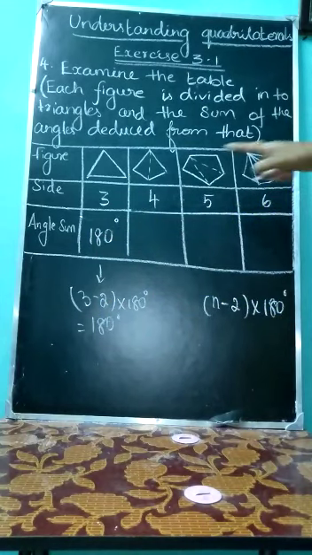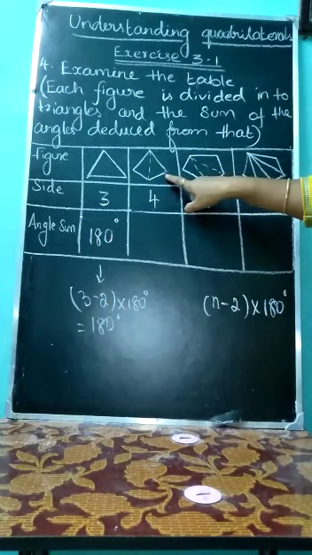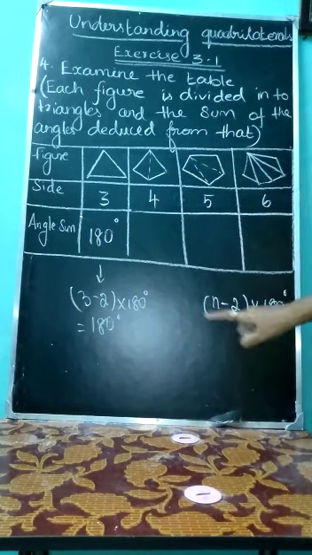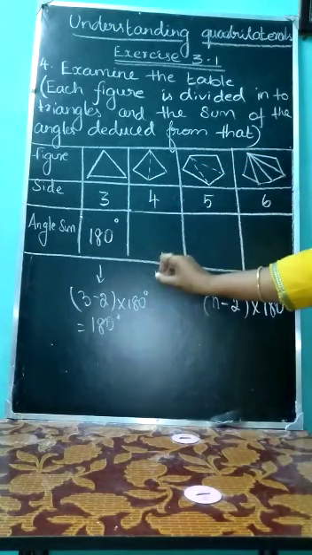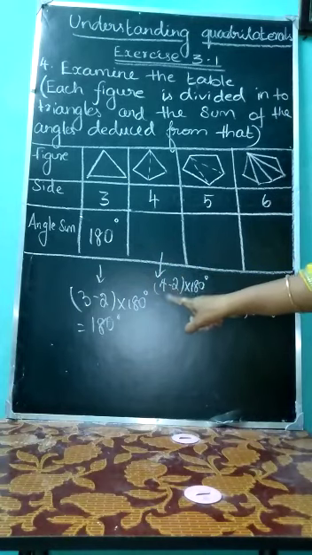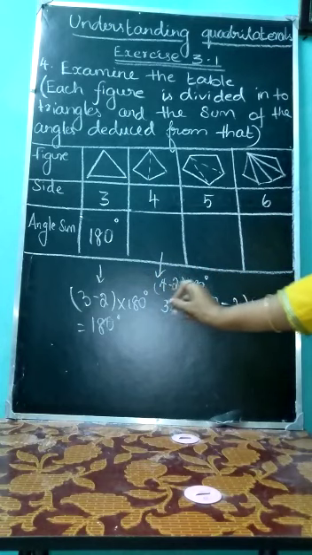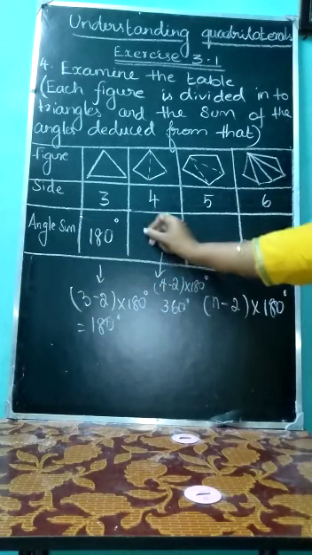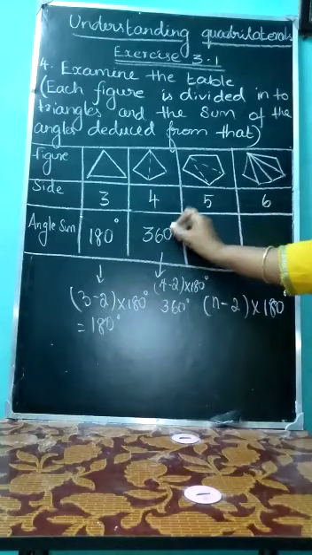For the next one, actually a four-sided figure, we have to calculate the angle. So apply the value here. So what is the answer for this? 4 minus 2 into 180 degree. So 4 minus 2, 2. 2 into 180, actually 360 degree. So the answer is 360 degree.